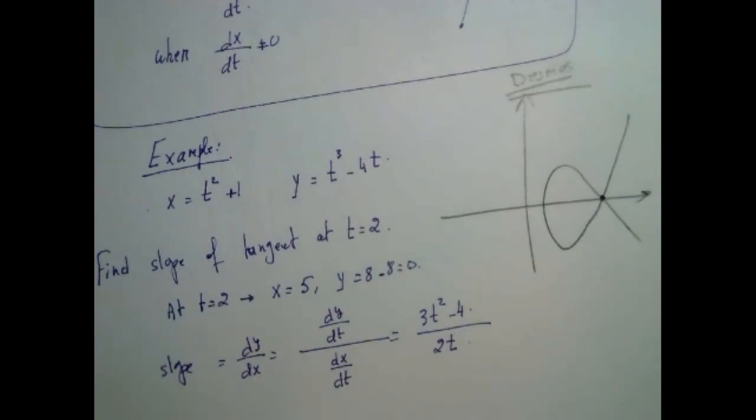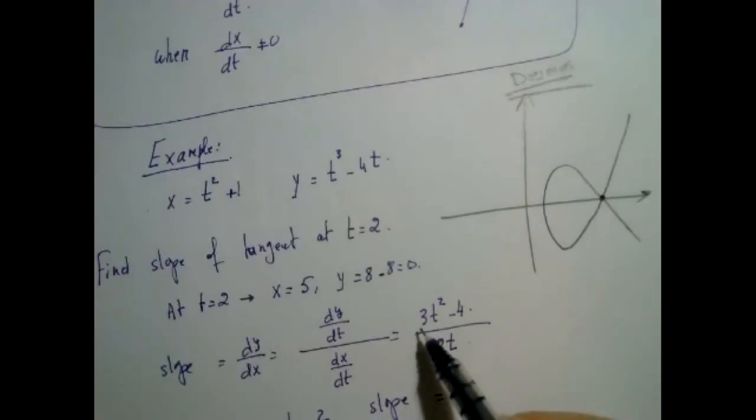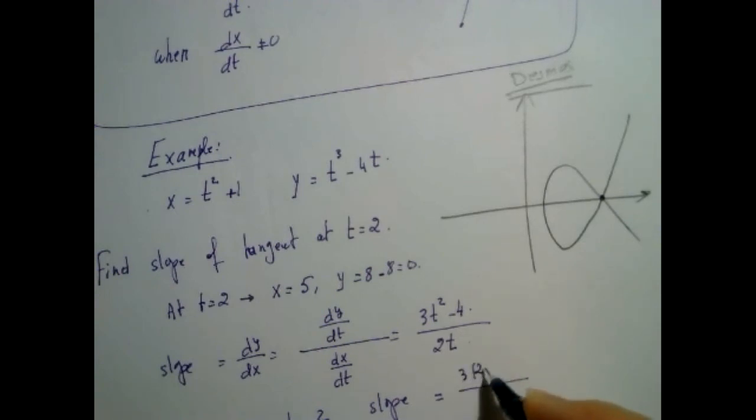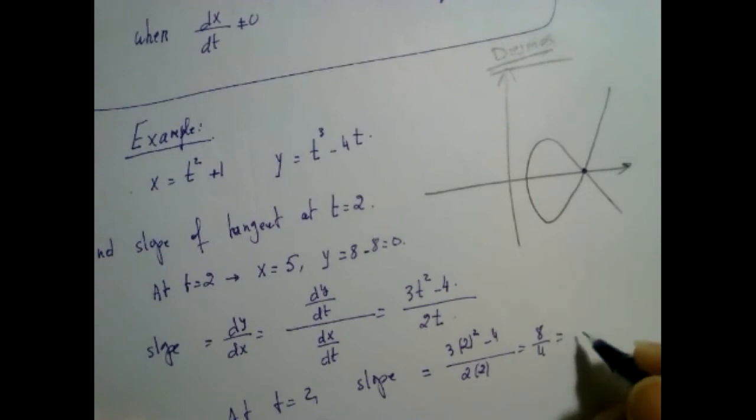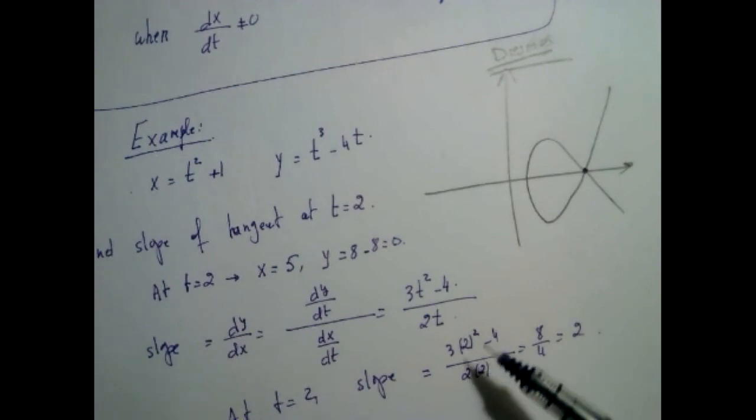So that's the slope in general. At t equal to 2, the slope is 3 times, I plug in 2 in here, squared, minus 4, over 2 times 2. So it's going to give me 12 minus 4, which is 8, over 4, which is equal to 2. Just a coincidence that we're getting the same value, unless I am goofing somewhere.